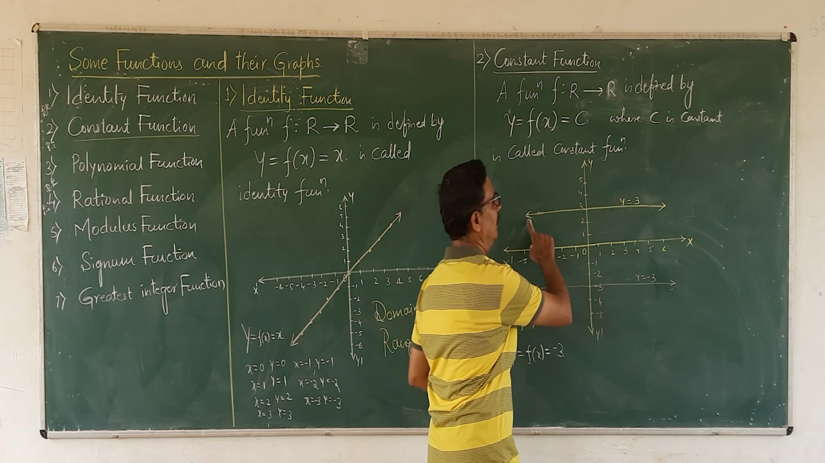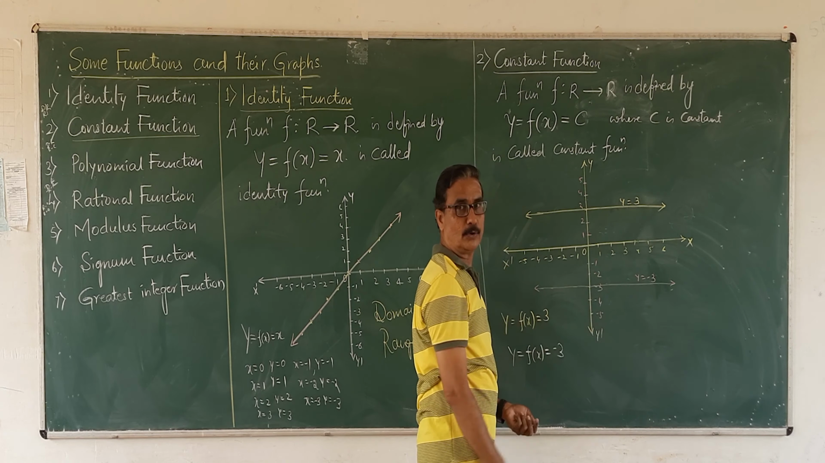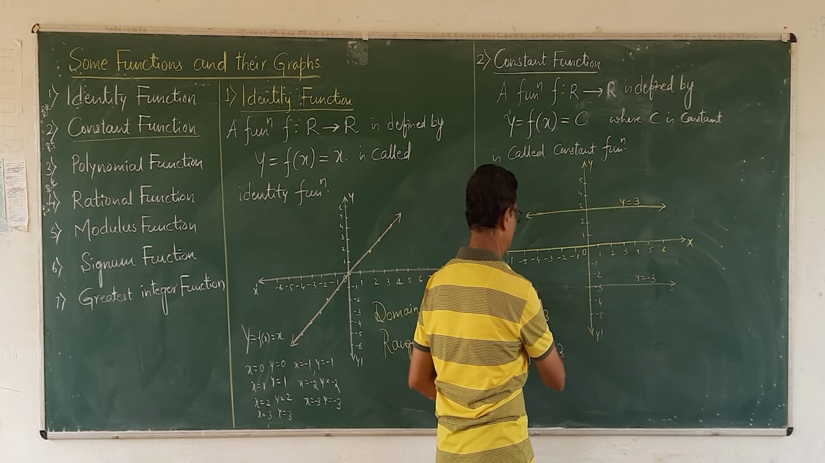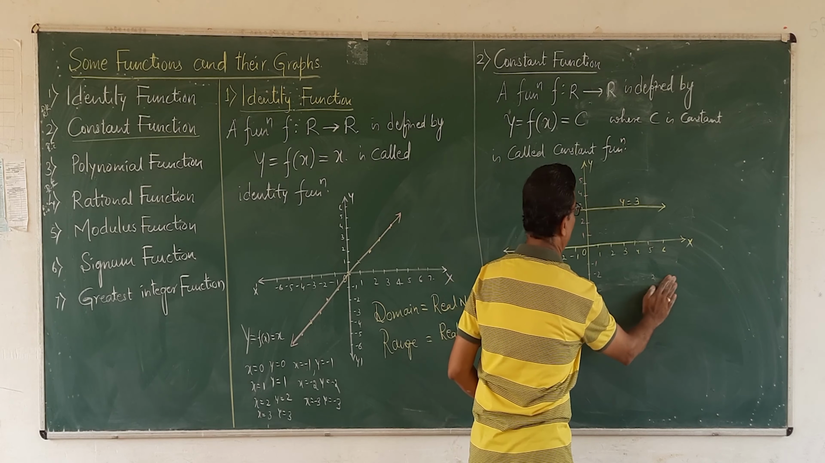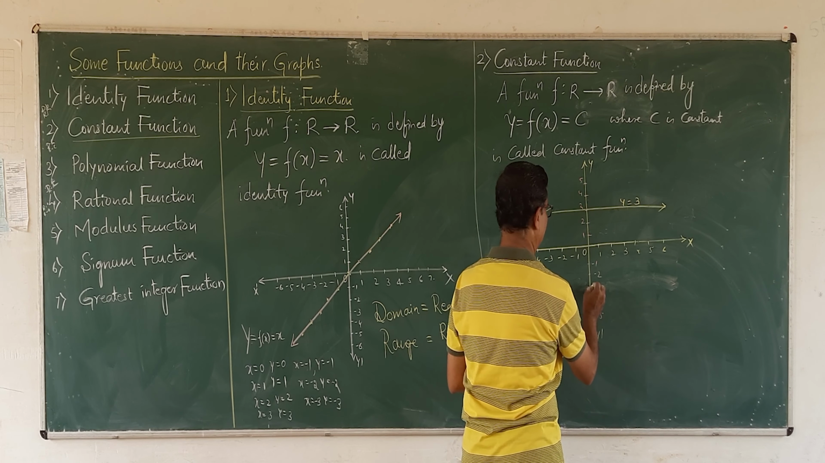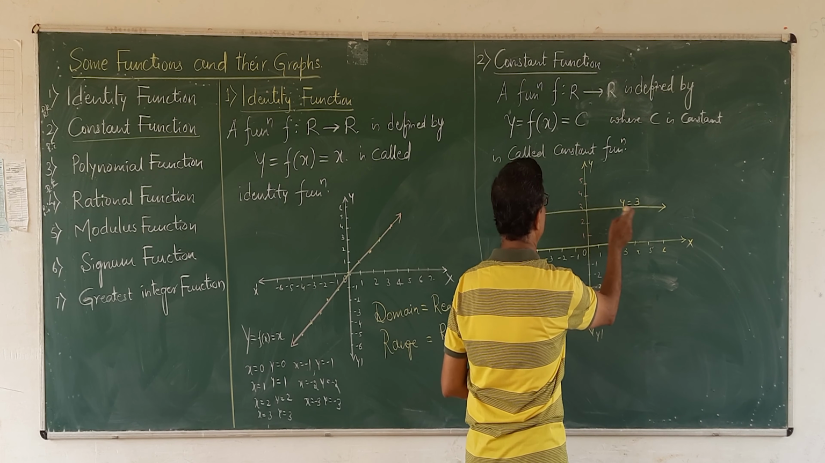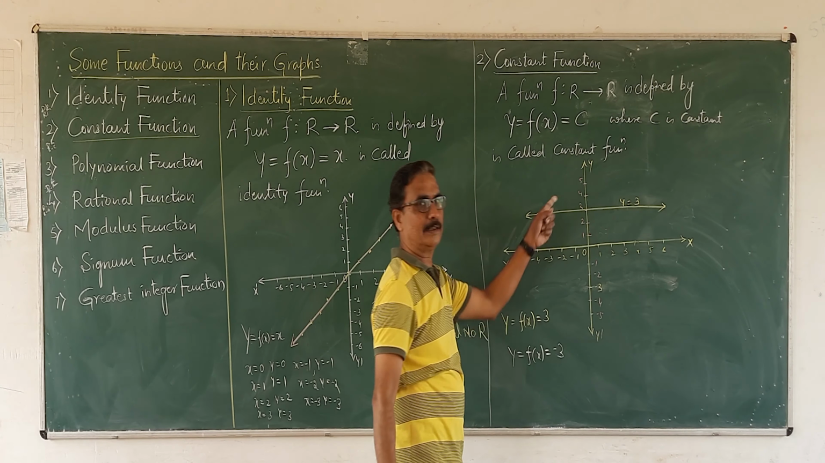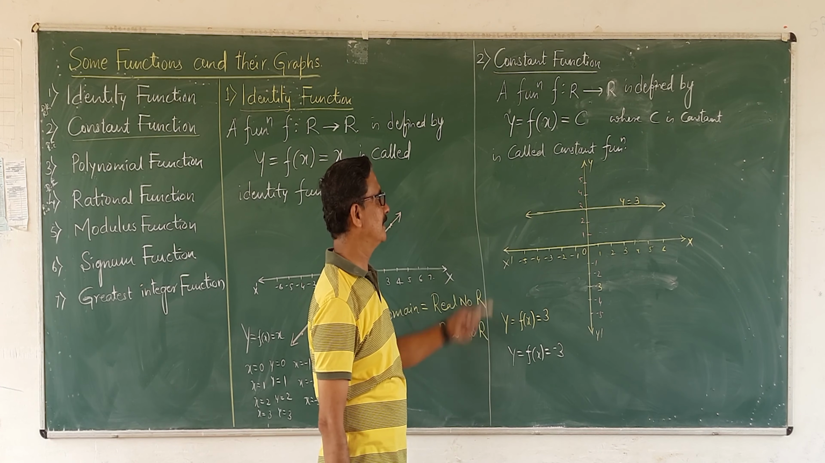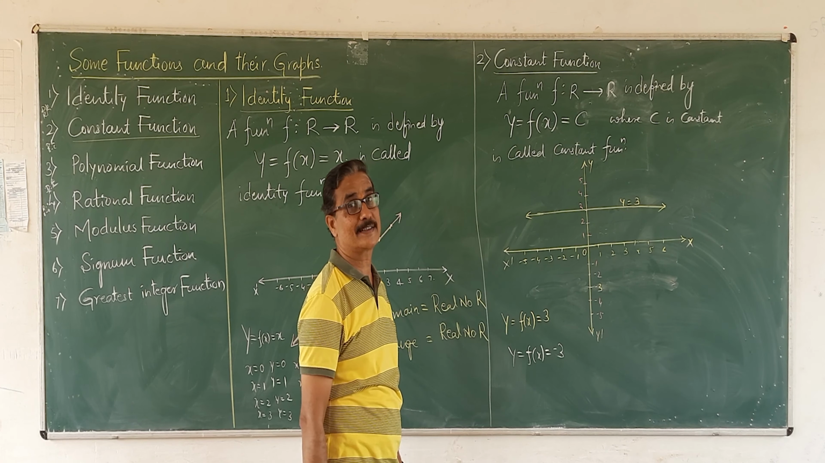Now, one note: either take the upward direction or the downward direction. So if you take y is equal to plus 3, that is the upward direction. That line cuts the y-axis at the point y is equal to 3. This is the graph of the constant function.